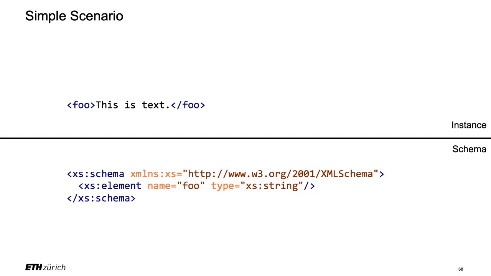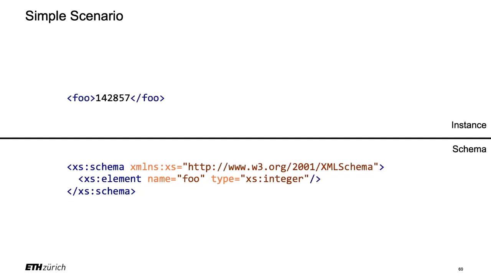All right, so foo is a string, and yes, it is a string. This is text. So the document is valid against the schema. Next, let me use an integer. So now you see the difference between the two is that now you have type XS integer. So now that's requiring that whatever text there is between my tags must be parsable as an integer. Is that the case? Well, these are only decimal digits, right? 142,857. That's the lexical representation of an integer. So yes, this is valid.